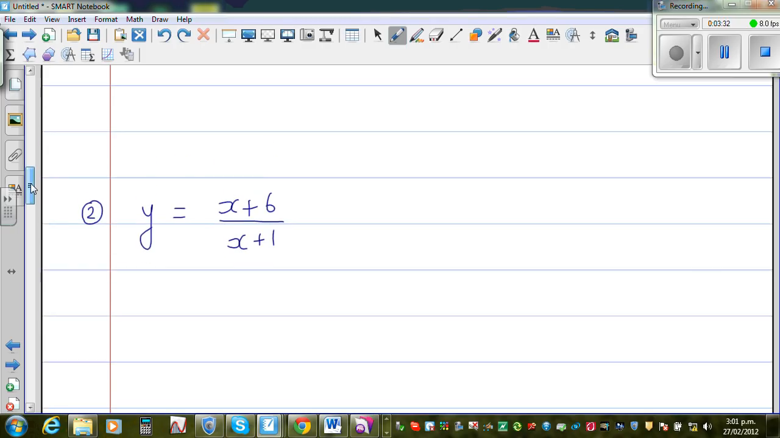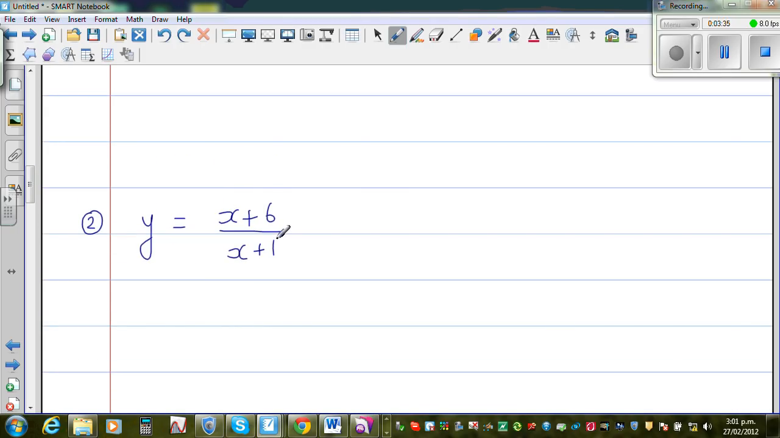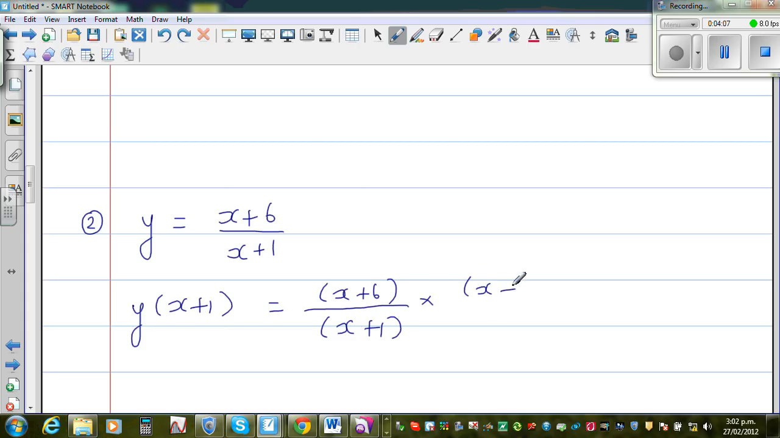Okay, the next question: y is equal to x plus 6 over x plus 1. So I want to make x the subject. So the same thing, I'm going to multiply both sides. So the next step is like this: y times x plus 1 is equal to, I'll put this in bracket, x plus 6 over x plus 1 times x plus 1. So I multiplied both sides by x plus 1.